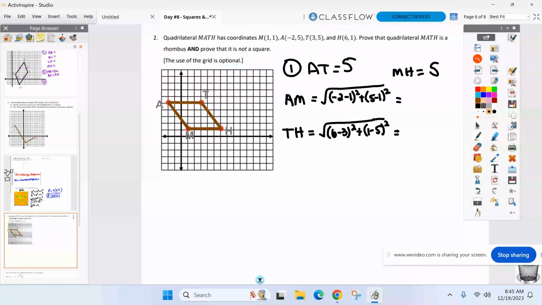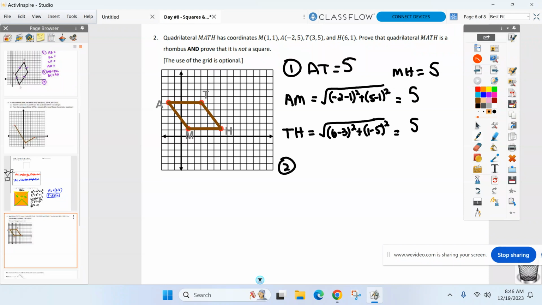And we're all getting 5, hopefully, okay? Again, if not, you guys got to look back and make sure you're plugging in the correct points together. All right, you're subtracting the correct numbers. So we showed all the distances were 5.